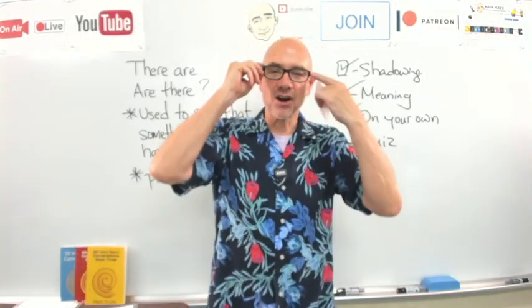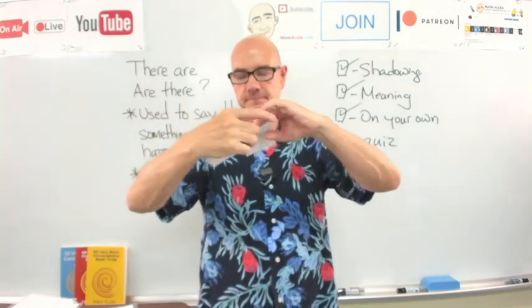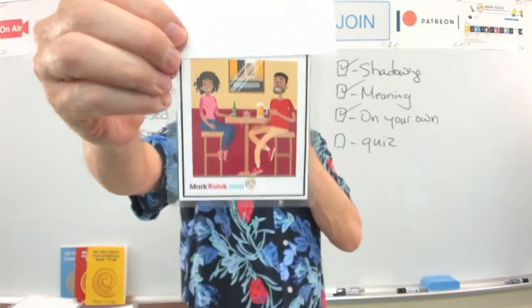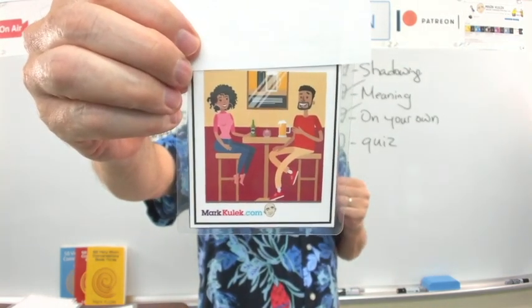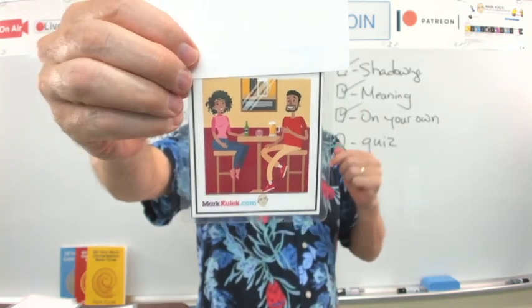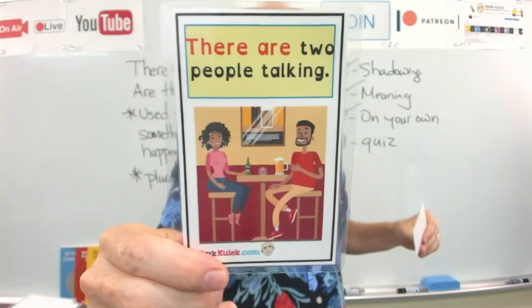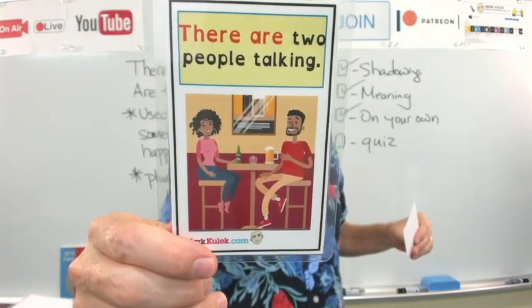Okay, here we go. Card number two. What is the sentence? Okay, and the sentence is, there are two people talking. There are two people talking.